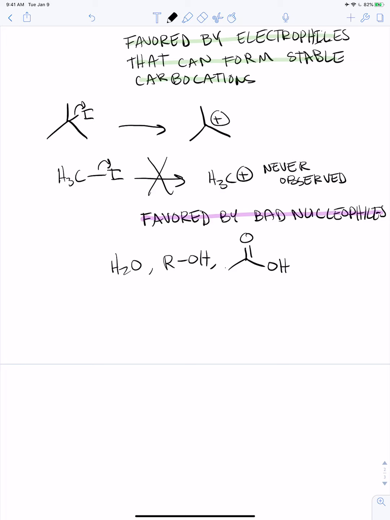With SN1, it's favored by bad nucleophiles, but it's not like the bad nucleophiles are doing something. The reason for that is that the nucleophile itself is not involved in the rate determining step. So remember, the first thing that has to happen here is this has to pop off, and then I have to form a carbocation.